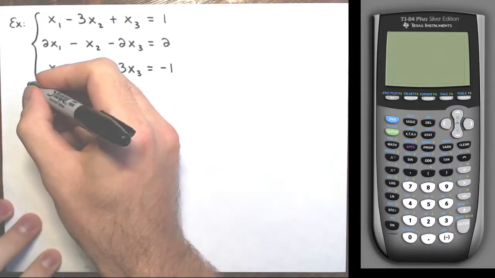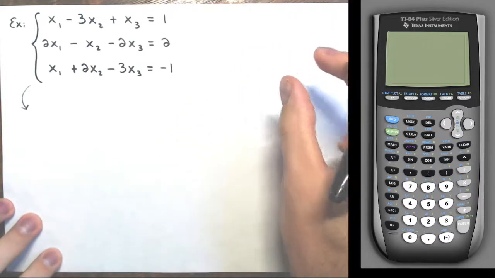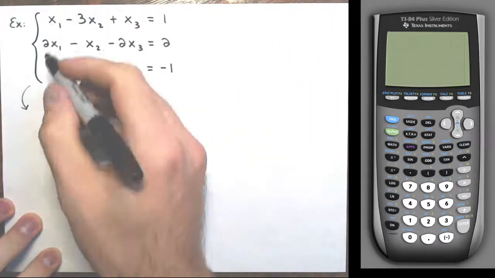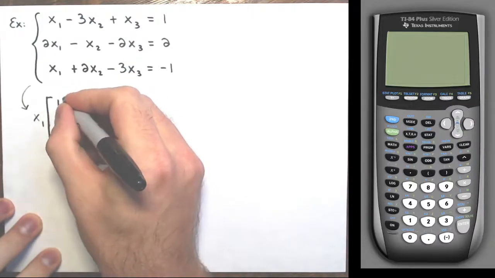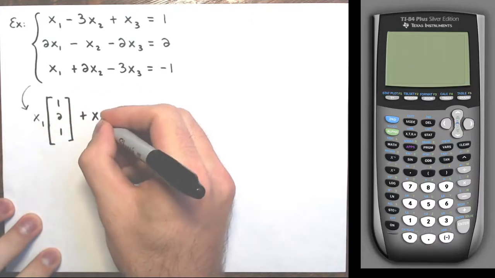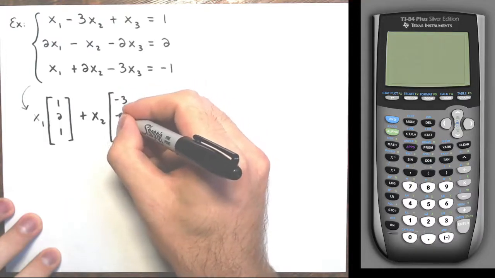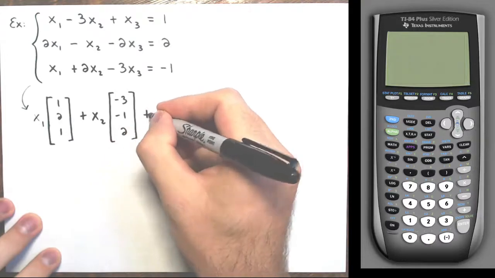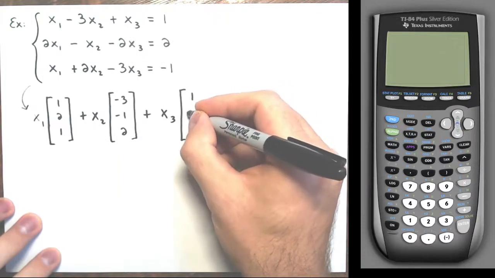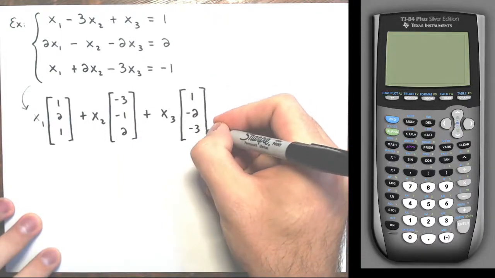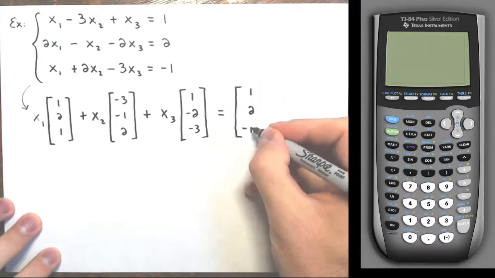So again, I'm going to write it as a linear combination statement. Again, you could do a matrix equation if you want, with the coefficient matrix times the variable matrix equals a constant matrix. But this is x1 times the 3 by 1, 1, 2, 1, plus x2 times its coefficients in a column matrix, -3, -1, 2, plus x3 times its coefficients in a column matrix, 1, -2, -3, equals 1, 2, -1.